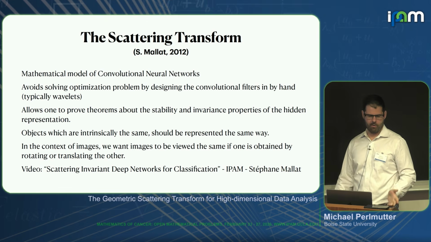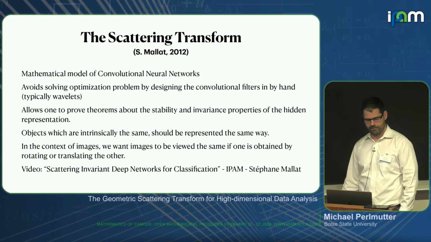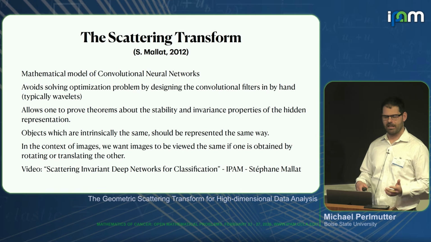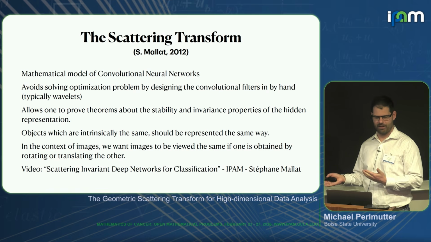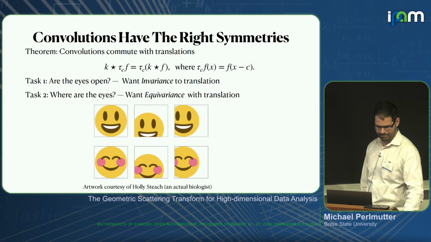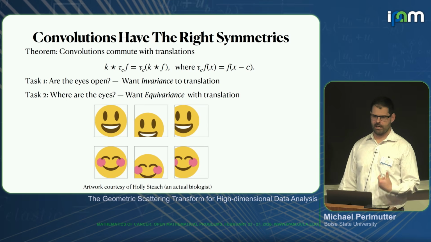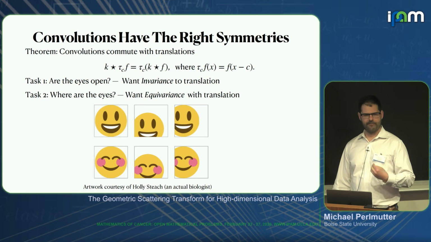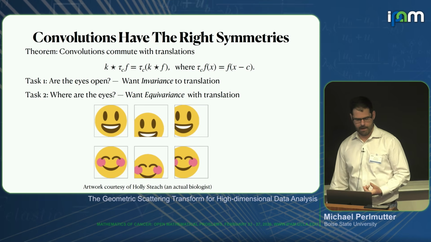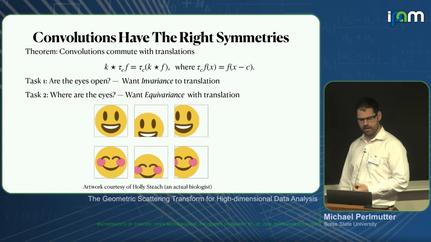I'm going to focus more on adaptations of this for the graph setting. But what I will say is that if you are interested in learning more about the original scattering transform, there is an excellent talk on the IPAM YouTube channel from Stéphane Mallat, who explains it in much more detail than I'm going to. But for me, the primary insight from this work is that convolutions are the right family of linear operations for image tasks because they have the right symmetries. And the right symmetries could mean either invariance or equivariance depending on context.